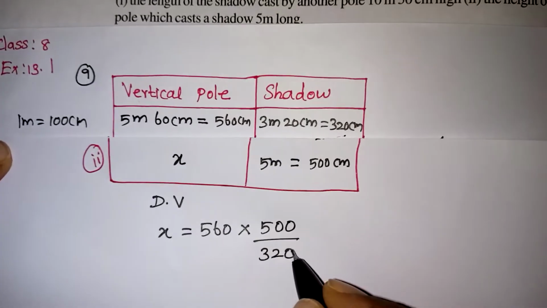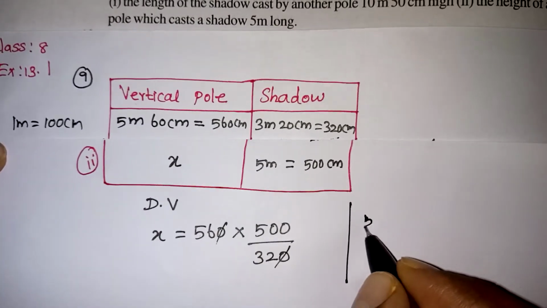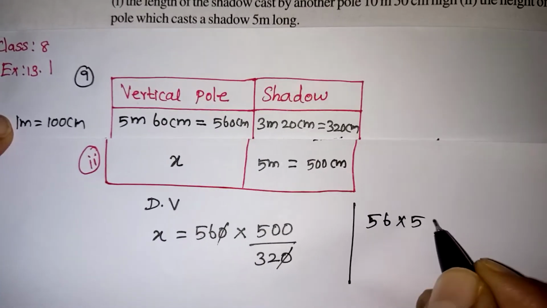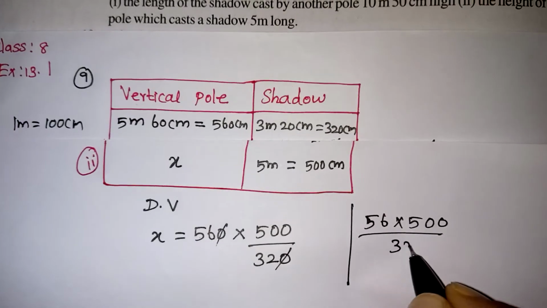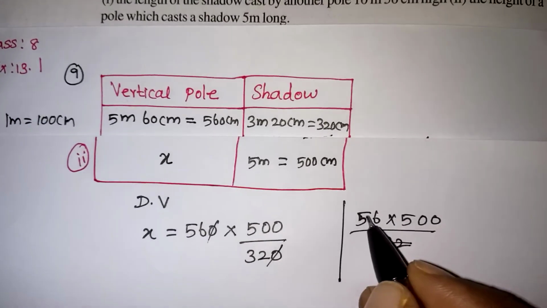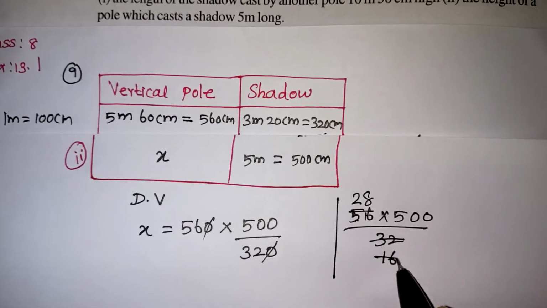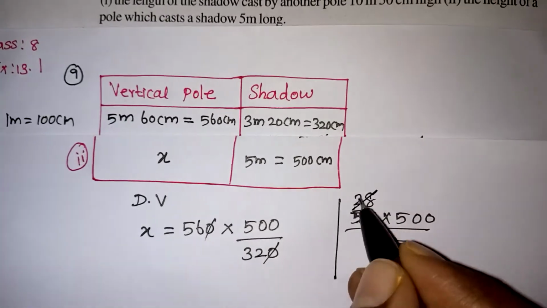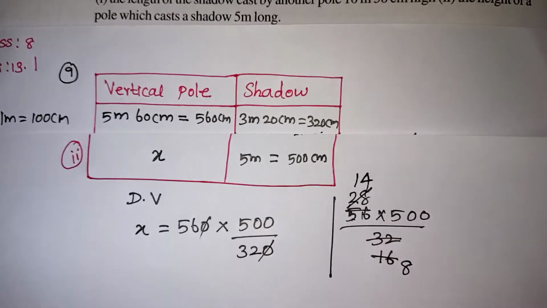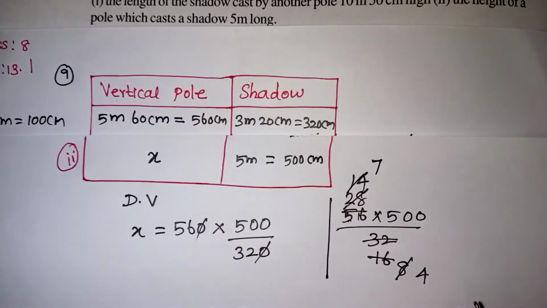Now we can cancel it. 0 and 0 we can cancel. Let us complete the problem in rough column. Now 56 into 500 by 32 we are getting. Cancel it by 2 table. 2 16s are 32. 2 2s are 4. Balance 1, 28 times. Again by 2 table. 2 8s are 16. This is 14. 2 14s are 28. Again by 2 table. 2 4s are 8. 2 7s are 14. We can write it.